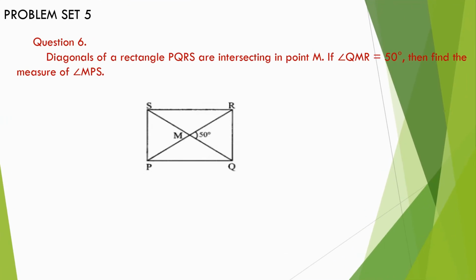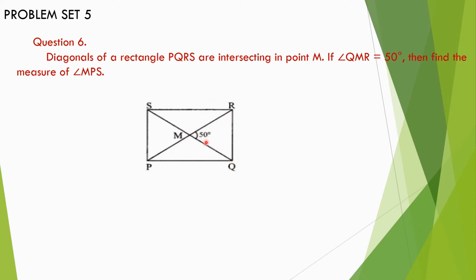Question number 6. Diagonals of a rectangle PQRS are intersecting in point M. If angle QMR is equal to 50 degrees, then find the measure of angle MPS. Here PQRS is a rectangle and two diagonals are PR and QS intersecting in point M, and given that angle QMR is equal to 50 degrees.